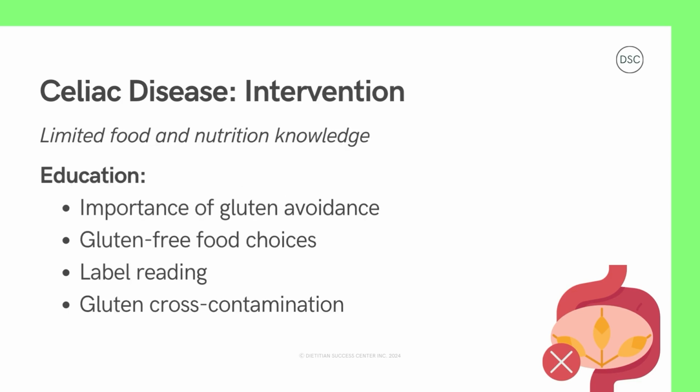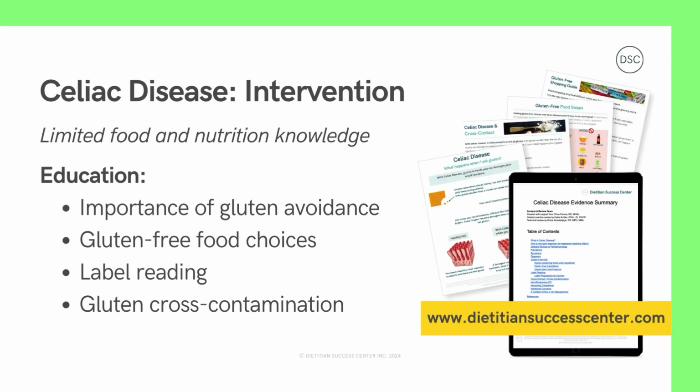Step number 3, nutrition intervention. If the main problem is limited nutrition knowledge related to the new diagnosis of celiac disease, nutrition education would be the main nutrition intervention. In this case, education may be around the importance of gluten avoidance, gluten-free food choices, and the identification of gluten-containing foods, label reading, and gluten cross-contamination. These topics are all covered in DSC's Celiac Disease video course, evidence summary, and client handouts.